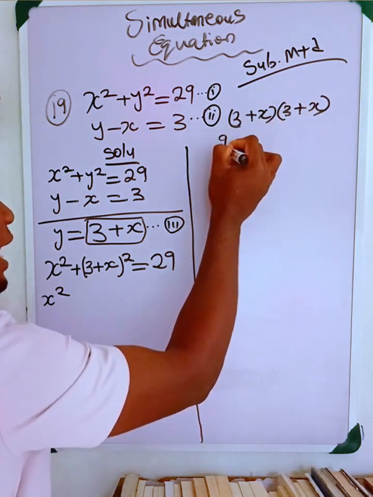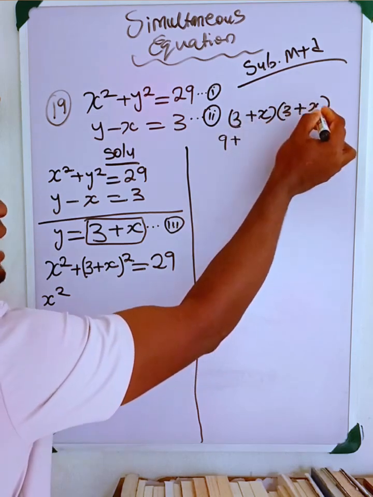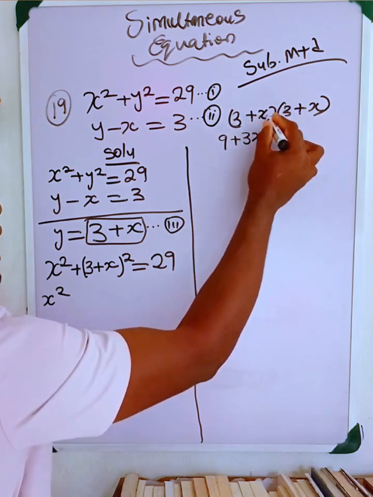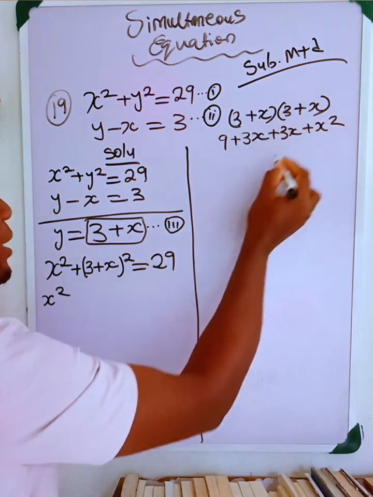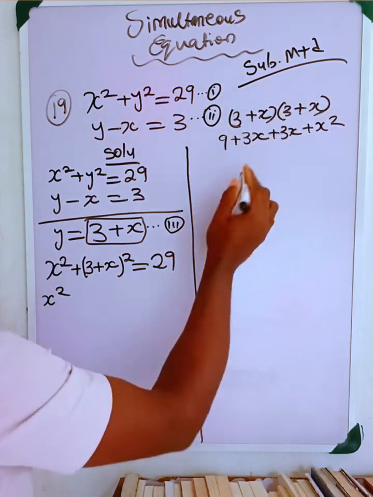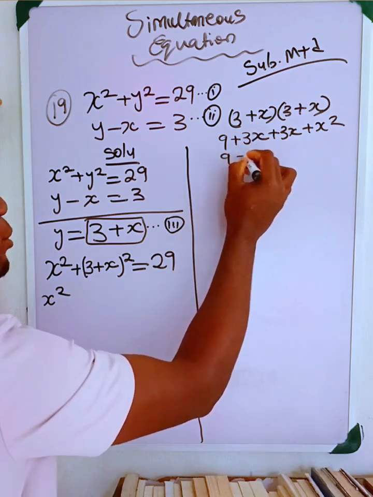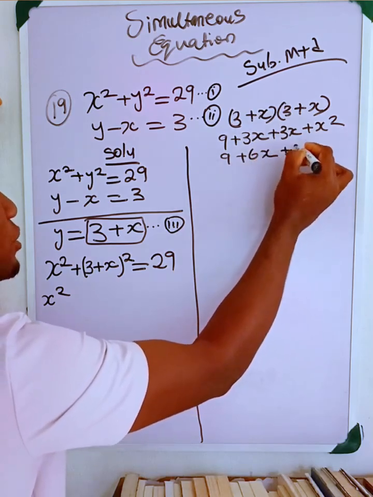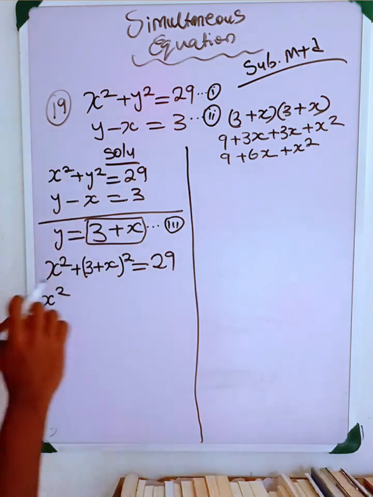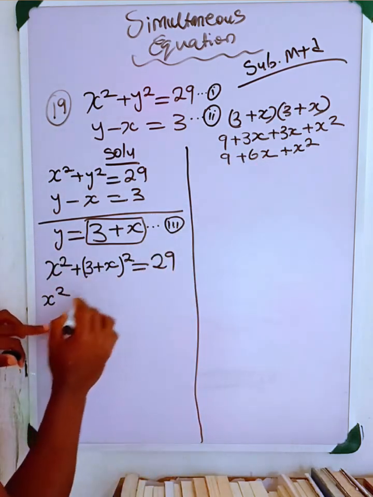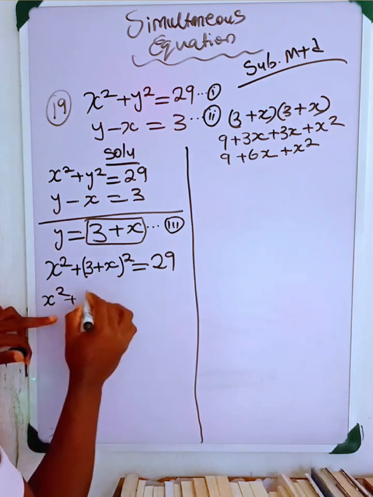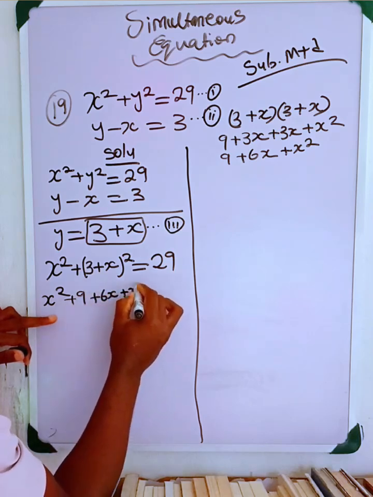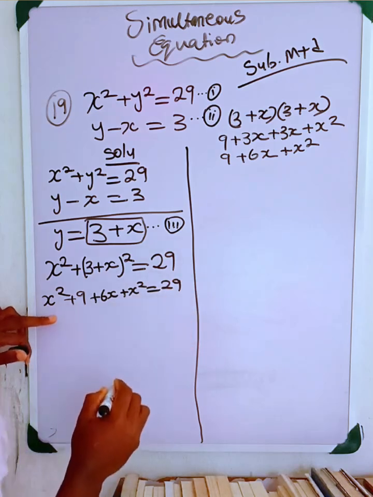3 times 3 is 9, right? 3 times x is 3x. x times 3 is 3x. x times x is x squared. Are you following? I'm trying to expand this. Now we have 9 plus 3x plus 3x is 6x plus x squared. So we are going to substitute this in the equation. What we have is plus 9 plus 6x plus x squared equals 29.